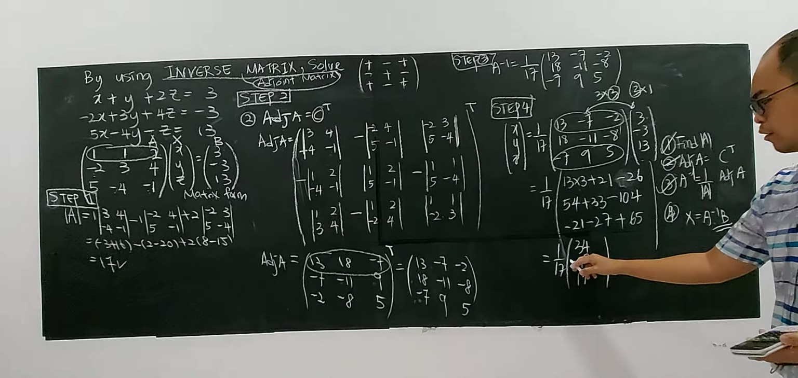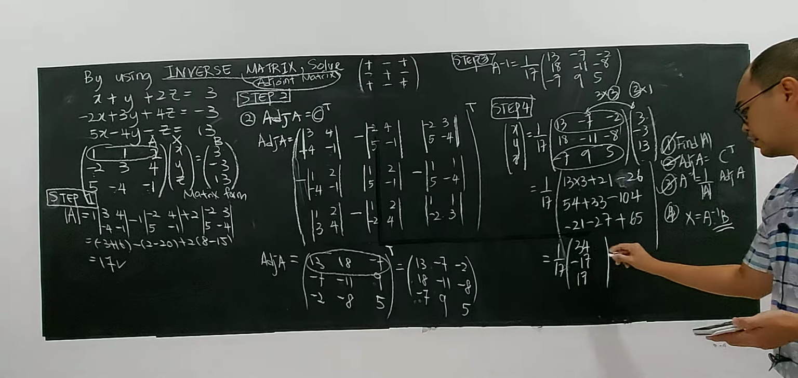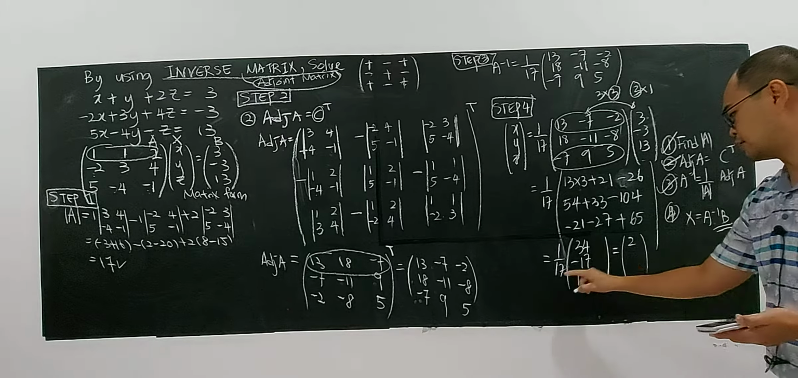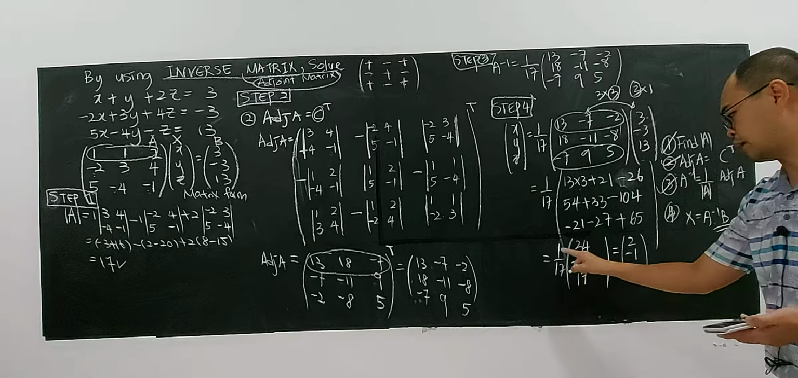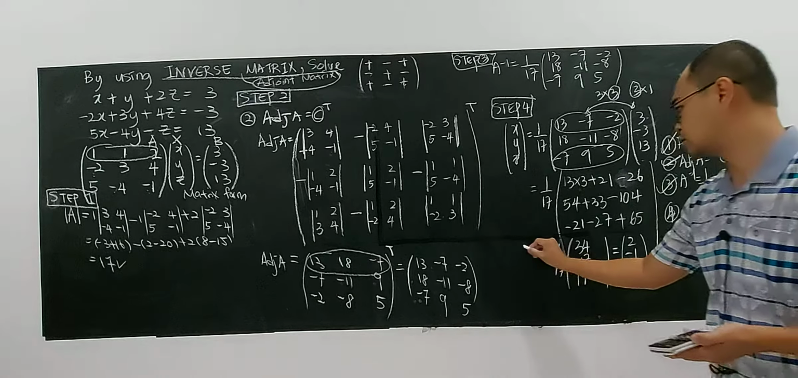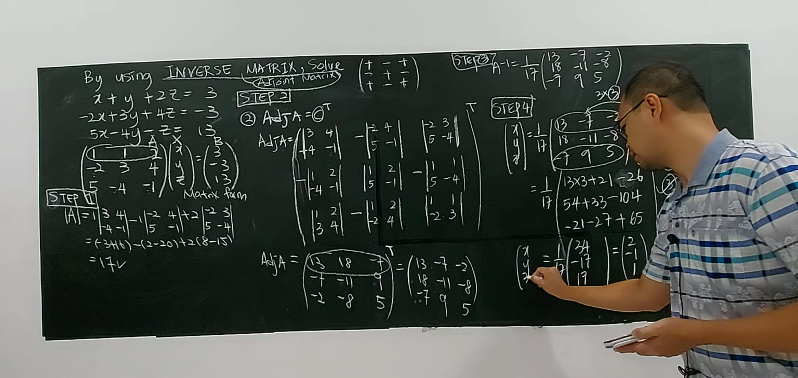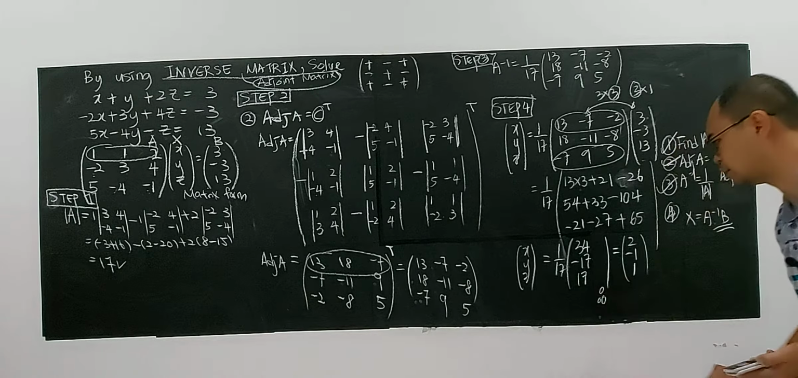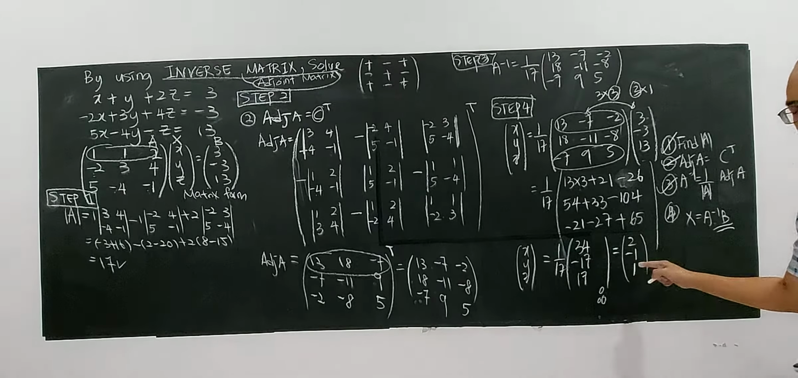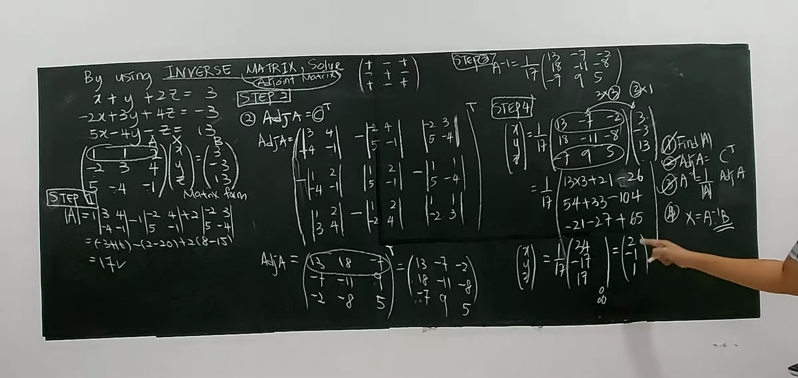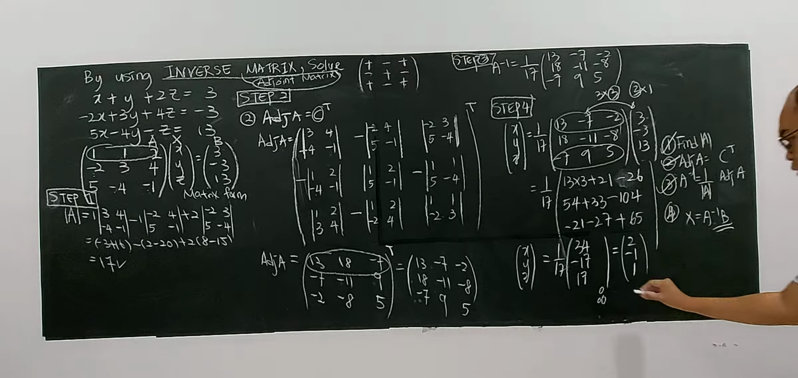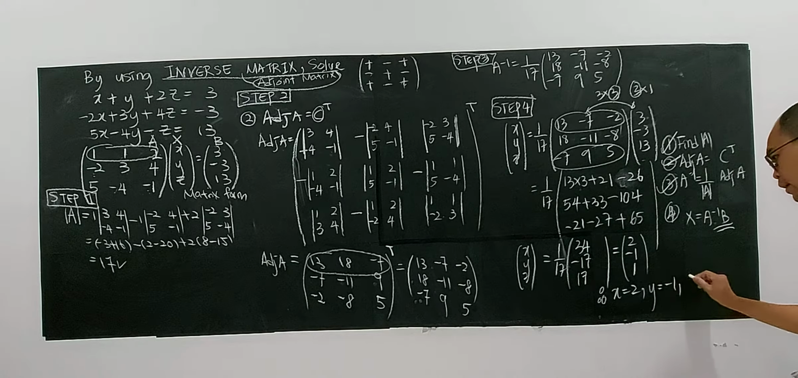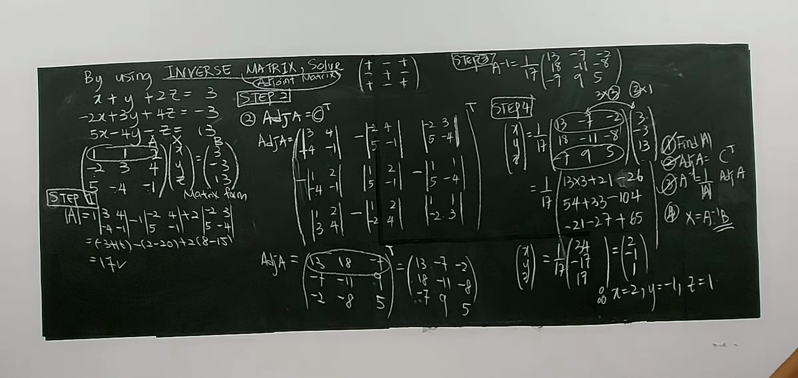Alright, and now only you multiply the 1 over 17 inside. 34 divided by 17, you have 2. Negative 17 over 17 gives negative 1, and 17 times 1 over 17 gives 1. So this is your x, y, z. Now you have solved it. You have a unique solution already. Unique solution means there is only one set of x, y, z that satisfies this linear equation, where x is 2, y is negative 1, and z is 1.